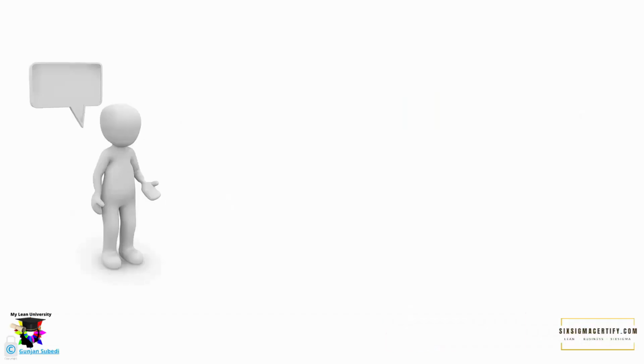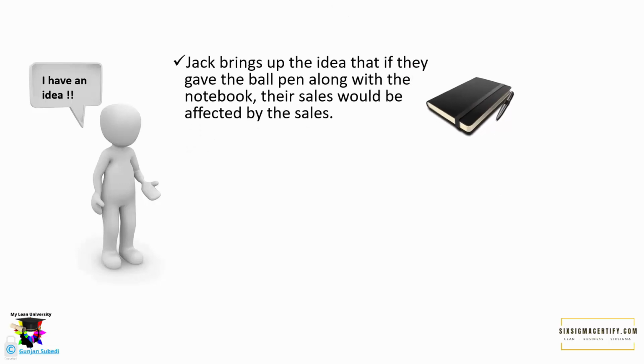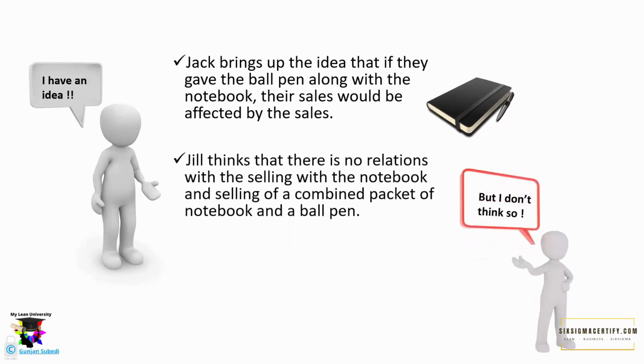One day, Jack brings up an idea that if they sell a ballpen along with the notebook, their total sales would be affected. Jill thinks the other way. Jill thinks that their sales wouldn't increase or decrease. She simply thinks that there is no relation between the selling of the notebook and the selling of the combined packet of notebook and ballpen.